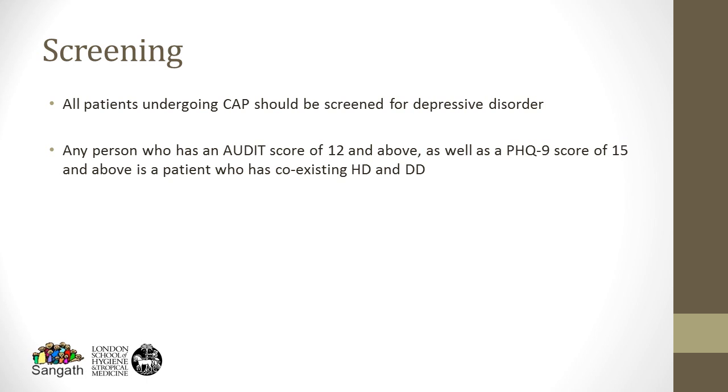We will come to know whether a patient has both a drinking problem and a depressive disorder based on the results of the screening. Any person who has an AUDIT score which indicates alcohol use disorder and a PHQ-9 score which indicates a depressive disorder will have coexisting alcohol use disorder and depressive disorder.